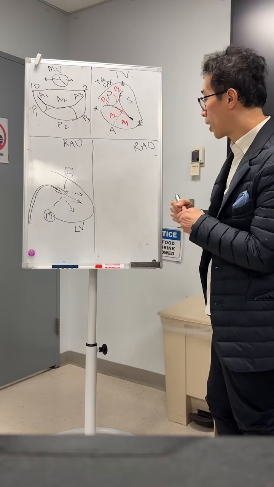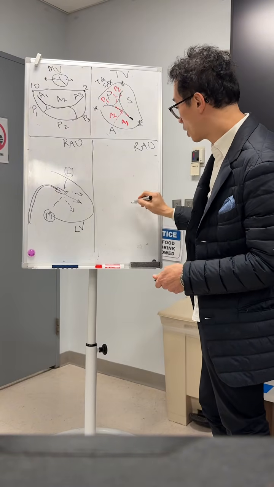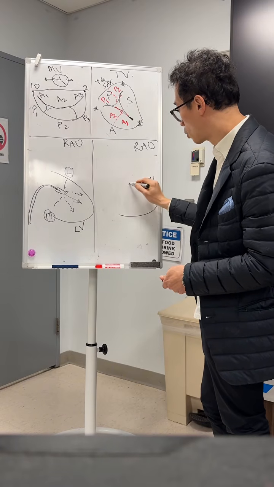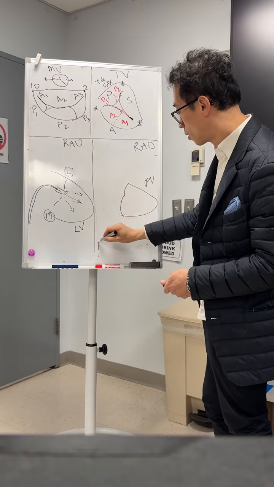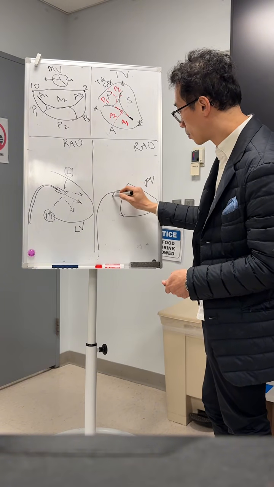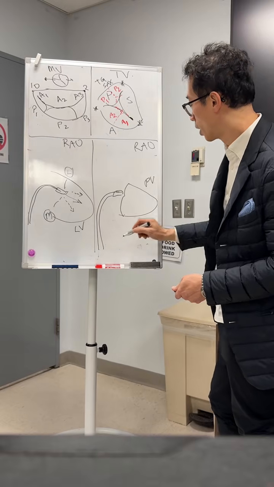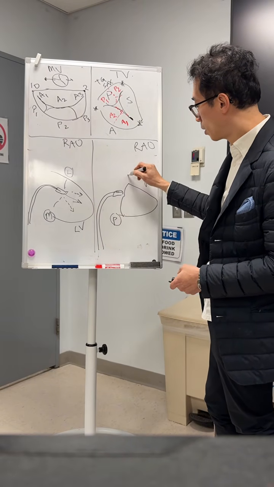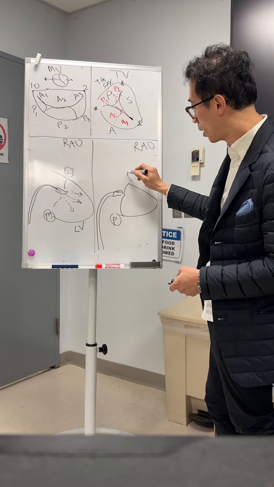Now, fluoroscopically, this is now the RV. This is the tricuspid valve. So now you have the device here. So now this is posterior, and this is septal, anterior.